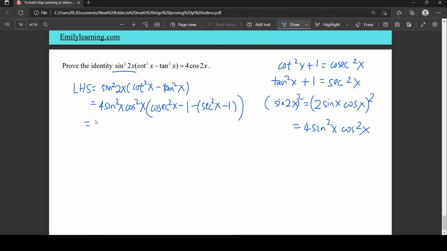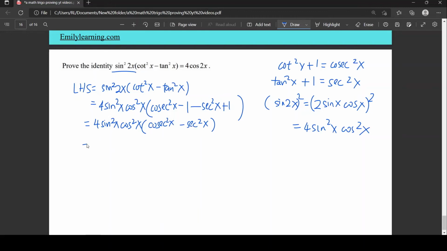Now I'm going to simplify everything. So I have 4 sine squared x cosine squared x. Okay, and inside this bracket here, when I expand it, I know that this becomes a minus and this becomes a plus. Okay, then I have a minus 1 plus 1, which will give me 0. So in other words, here I'll be left with cosecant squared x minus secant squared x. Okay, next, I know that cosecant squared x is 1 over sine squared x and secant squared x is 1 over cosine squared x. So I'm going to change these two.